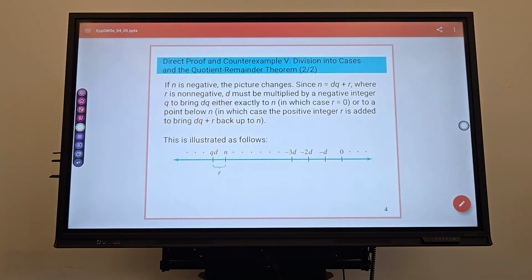If n is negative, the picture changes. Since n equals dq plus r, where r is non-negative, d must be multiplied by a negative integer q to bring dq either exactly to n or to a point below n, in which case the positive integer r is added to bring dq plus r back up to n. So it shows here on the number line like that.